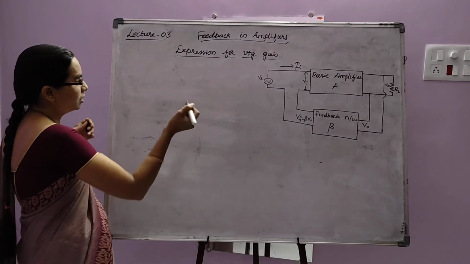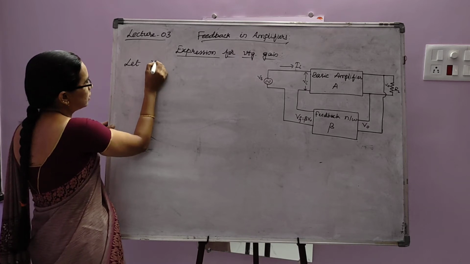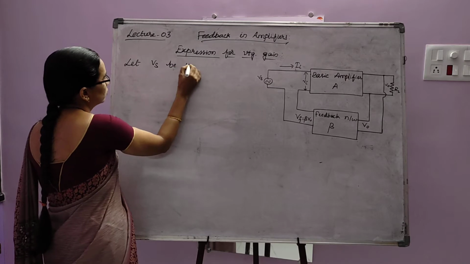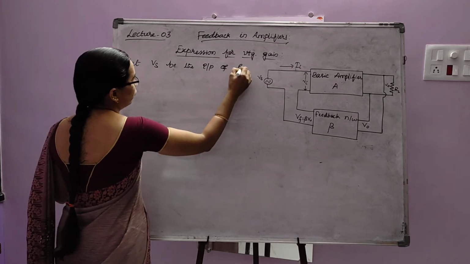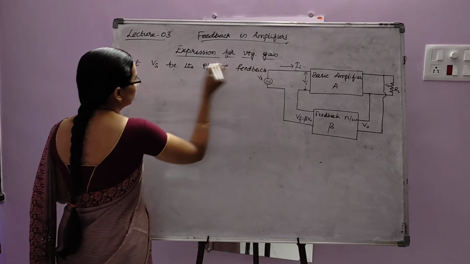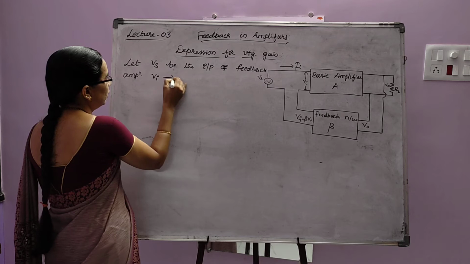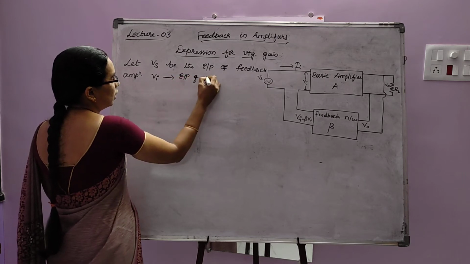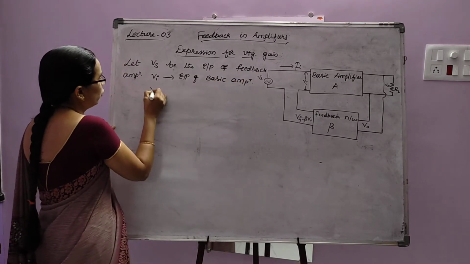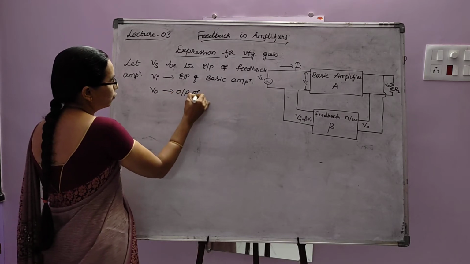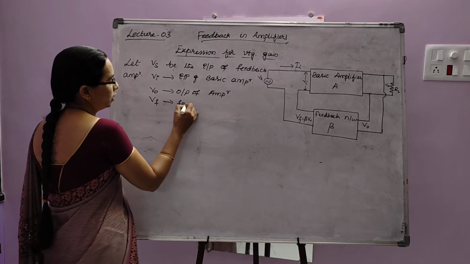So here in this block diagram, let Vs be the input of the feedback amplifier, and Vi be the input of the basic amplifier, and V0 be the output of the amplifier, and Vf be the feedback voltage.